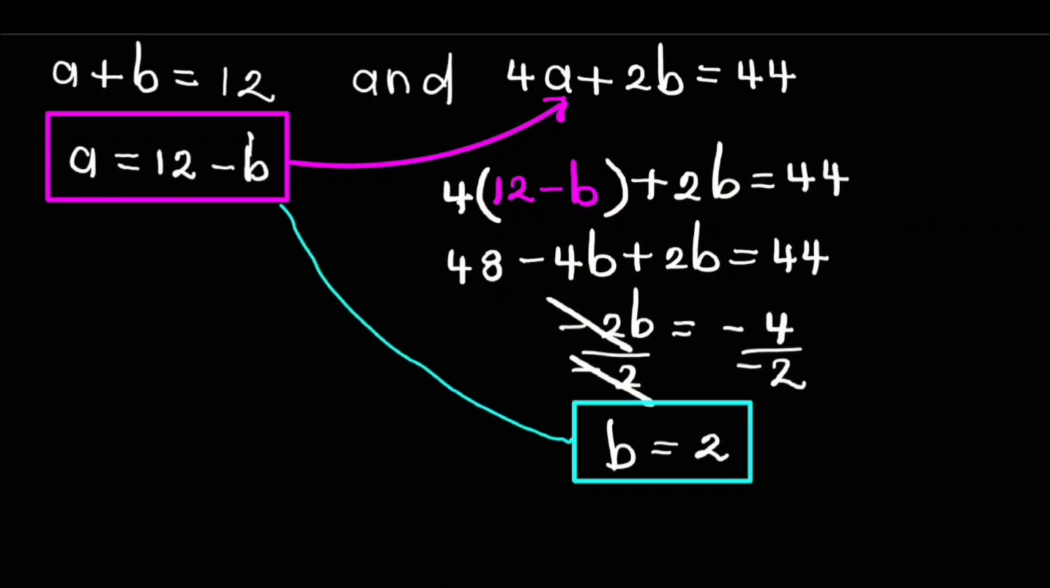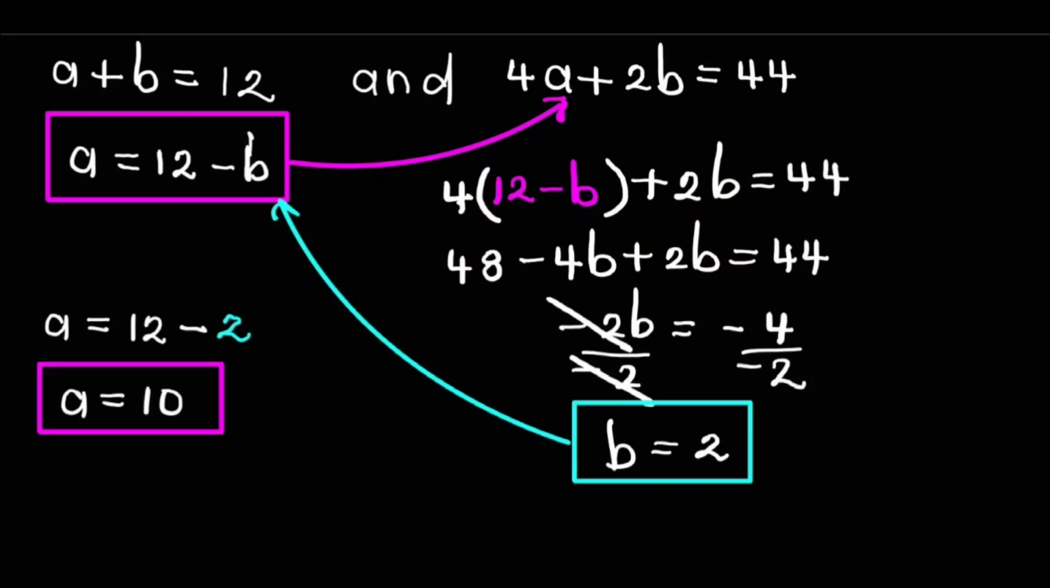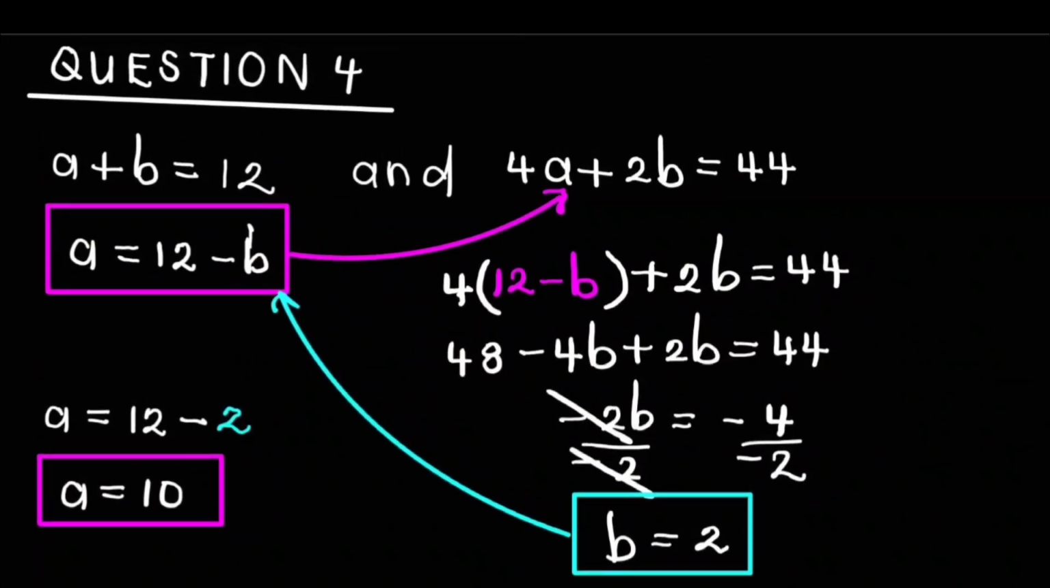Now we can take that value and substitute into the previous equation to get a. Here we have a is equal to 12 minus 2. 12 minus 2 is going to give you 10. So there we have it. A is equal to 10. So here we've solved simultaneously for a and b. Let's now go on to question 5.